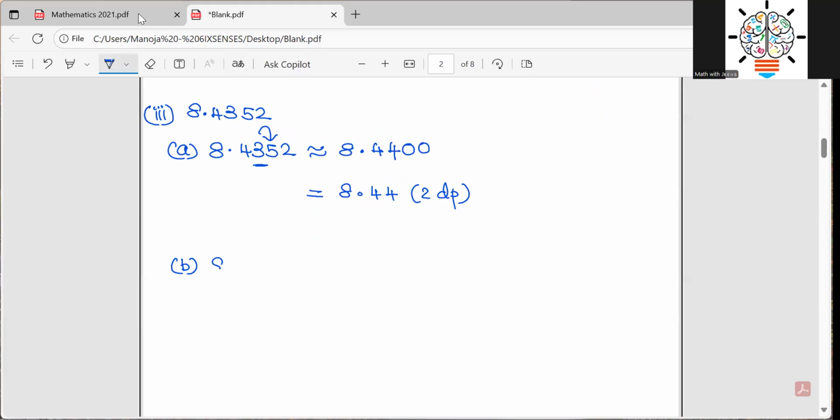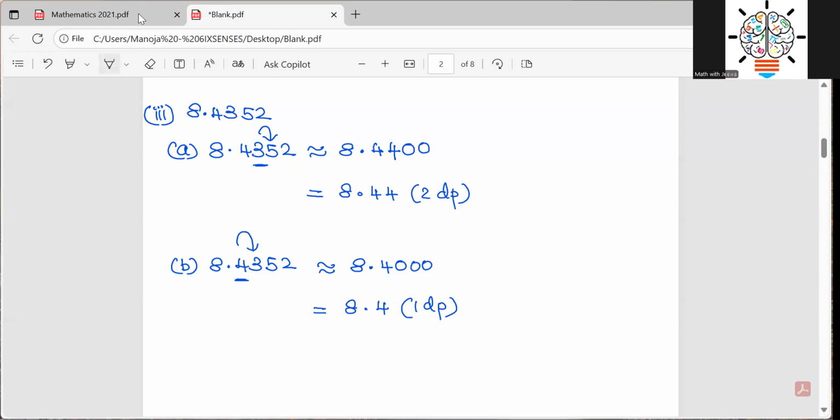So the same number, 8.4352, 1dp means this one. This is the first decimal place. You look at the next number. If the next number is less than 5, we don't do anything. We just write the number 8.4. The rest of the digits will be 0. So then we can just write 8.4, that is 1dp. Okay, this is how you write the answers.